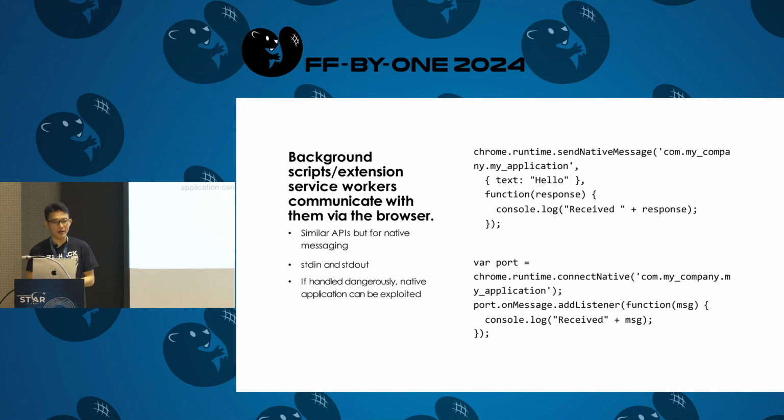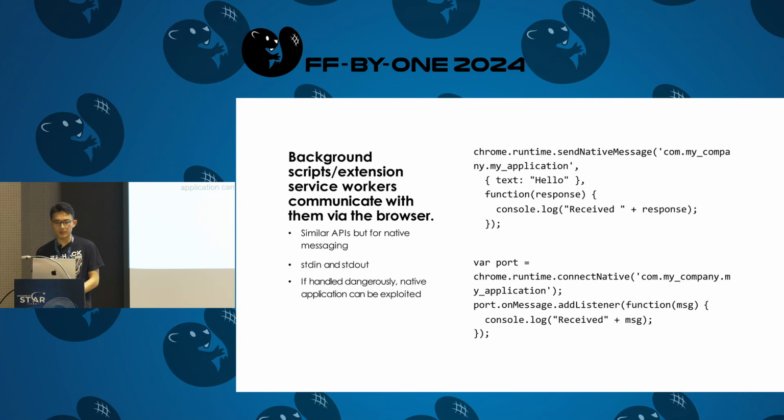In this case, background scripts, or extension service workers in the case of manifest v3, can communicate with this native application host via the browser. So these are very similar APIs, but for native messaging. The second thing is that, as I mentioned, it just uses standard in and standard out, so it's very simple parsing. You don't really see very complex encoding. Most of the time it's either base64 or just JSON, just plain text. And if this message is handled dangerously, then the native application can be exploited, right?